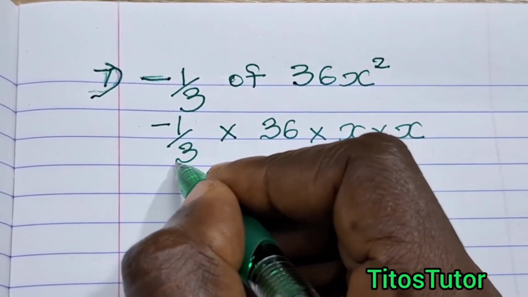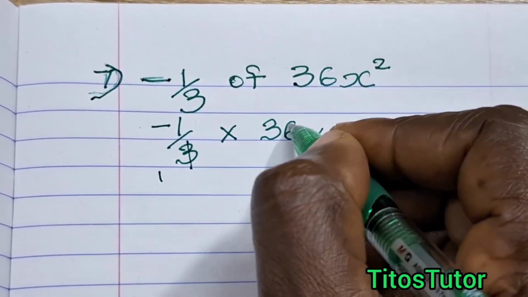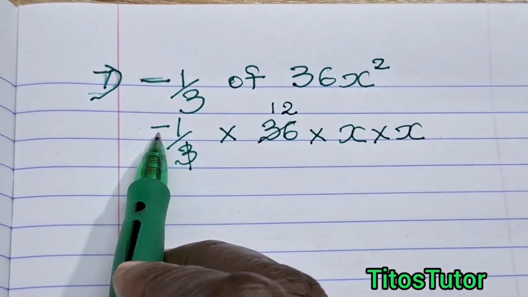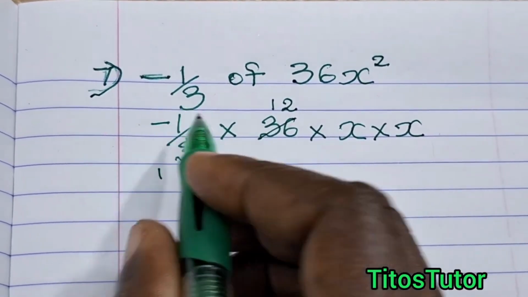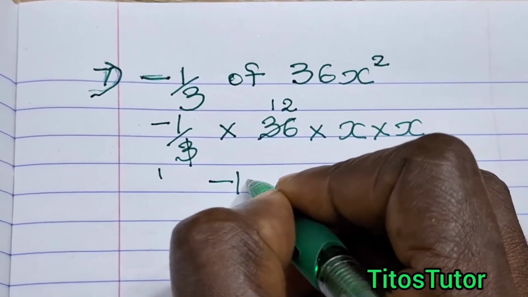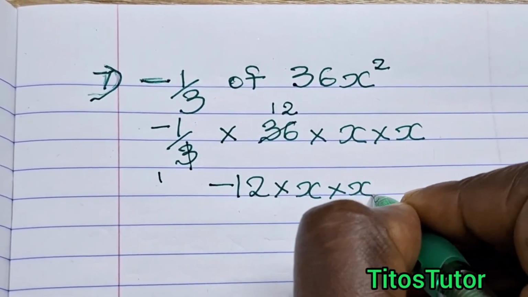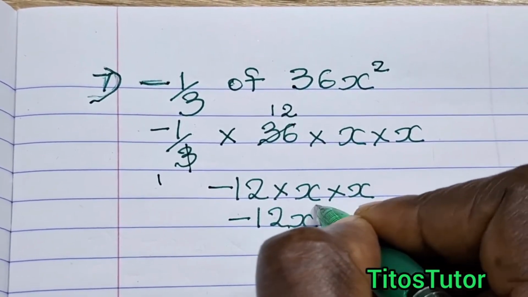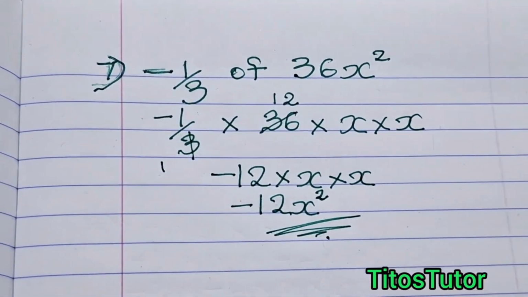Okay? So you know this is multiplication of a fraction, so that means I can divide diagonally. That's what it means. So 3 here into 36 here is 12. But it is multiplying a negative fraction, so you're going to get a negative answer. So here you have negative 12 multiplied by x multiplied by another x, which is negative 12 x raised to the power of 2. Final answer, negative 12 x squared.